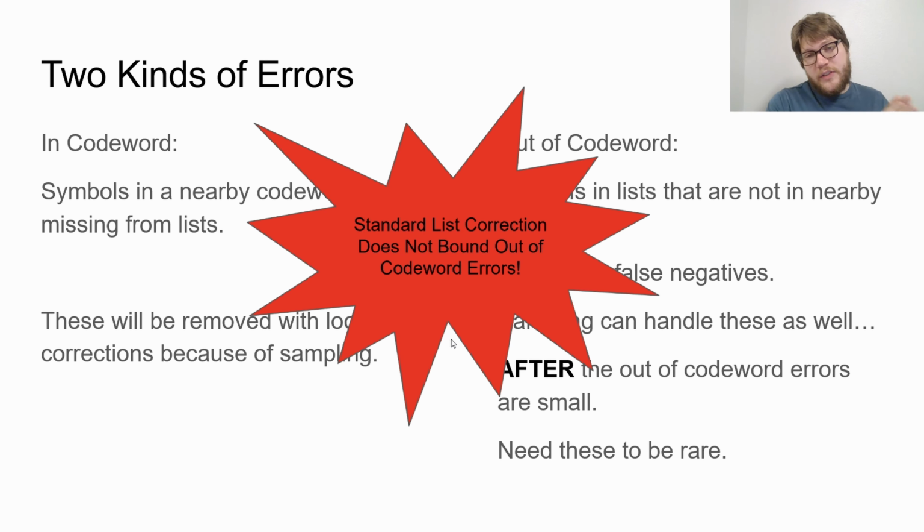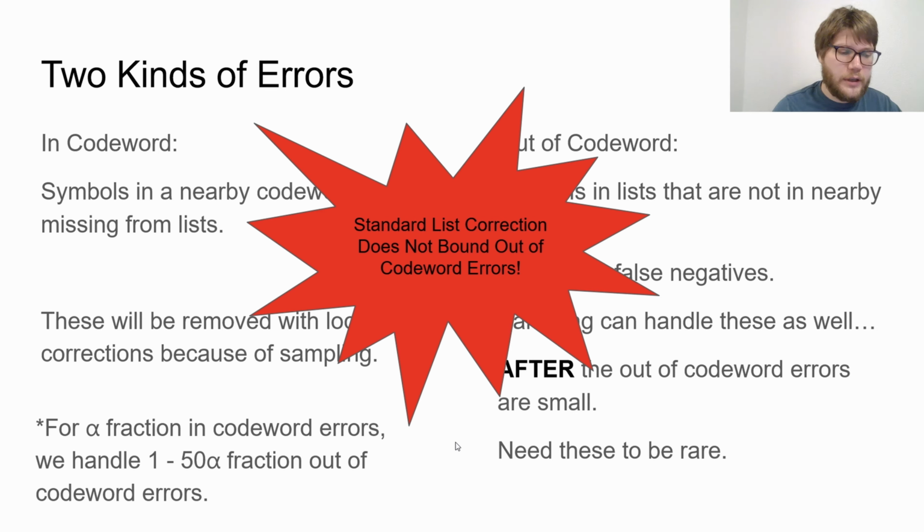The problem is that standard list correction does not bound out-of-code word errors at all. It's just not part of the definition of list correction. And as I said before, we can actually handle more than like half of the lists being wrong as long as there's sort of a gap between the number of in-code word and out-of-code word errors. So we can even handle a large number of out-of-code word errors as long as there's a gap between the number of out-of-code word errors and the number of in-code word errors.